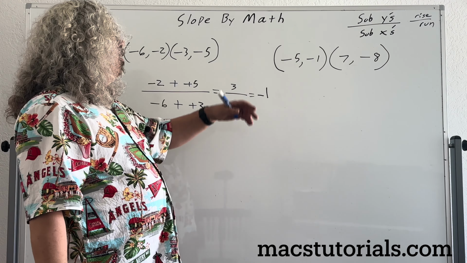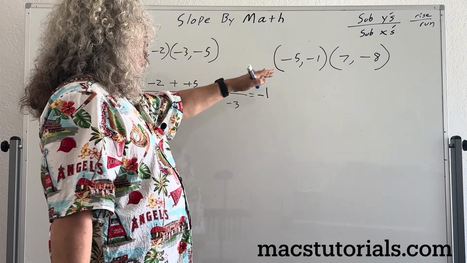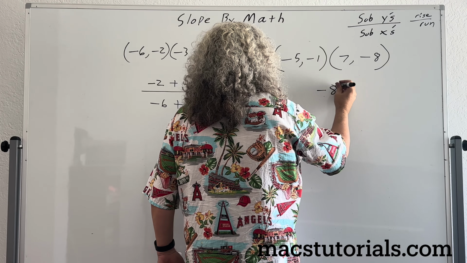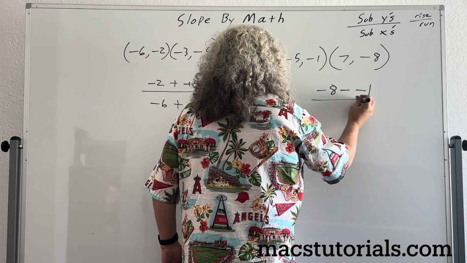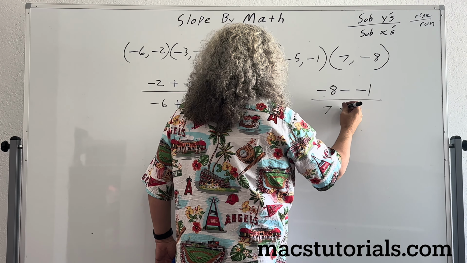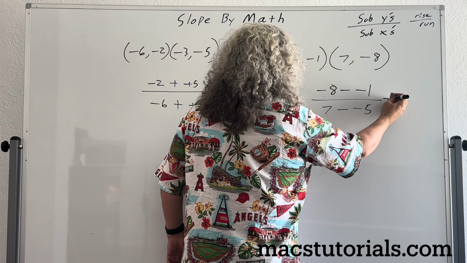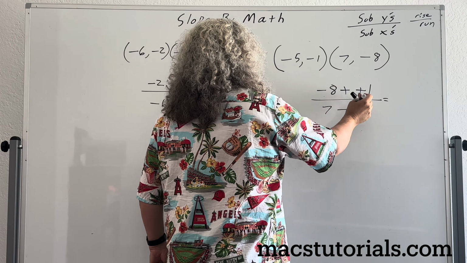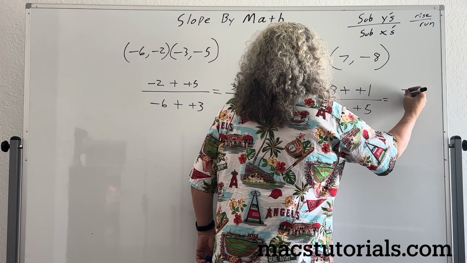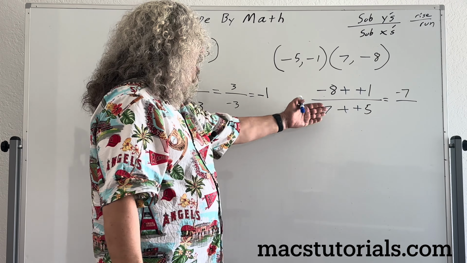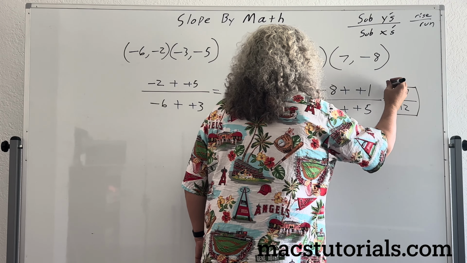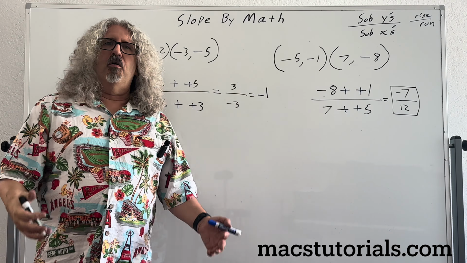Okay, let's try this one over here. I went left to right before. Let me go right to left on this one just to show you it doesn't really matter. Here I'm going to have a negative 8 minus a negative 1. Since I went here to here, I've got to go here to here. That's going to be 7 minus a negative 5. Add a line, change a sign, add a line, change a sign. Negative 8 plus positive 1, signs are different, so I subtract and take the sign of the bigger number. And down here, signs are the same, so I just add them and keep the sign. My slope here is negative 7/12.